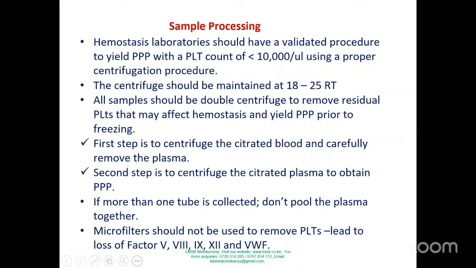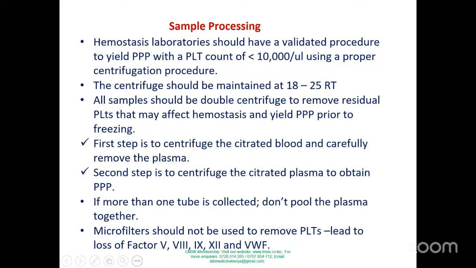Double centrifugation means the first step is to centrifuge the citrated blood and carefully remove the plasma. Carefully here means you remove the plasma without disturbing the Buffy coat. Because if you remember, once you've centrifuged the blood, even the ones you use in the lab, there's that Buffy coat. The Buffy coat is where we have the platelets and the WBC settling. So if you disturb it, chances are you will suspend back the platelets that you've already separated. So you carefully remove this citrated plasma without disturbing or interfering with the Buffy coat.